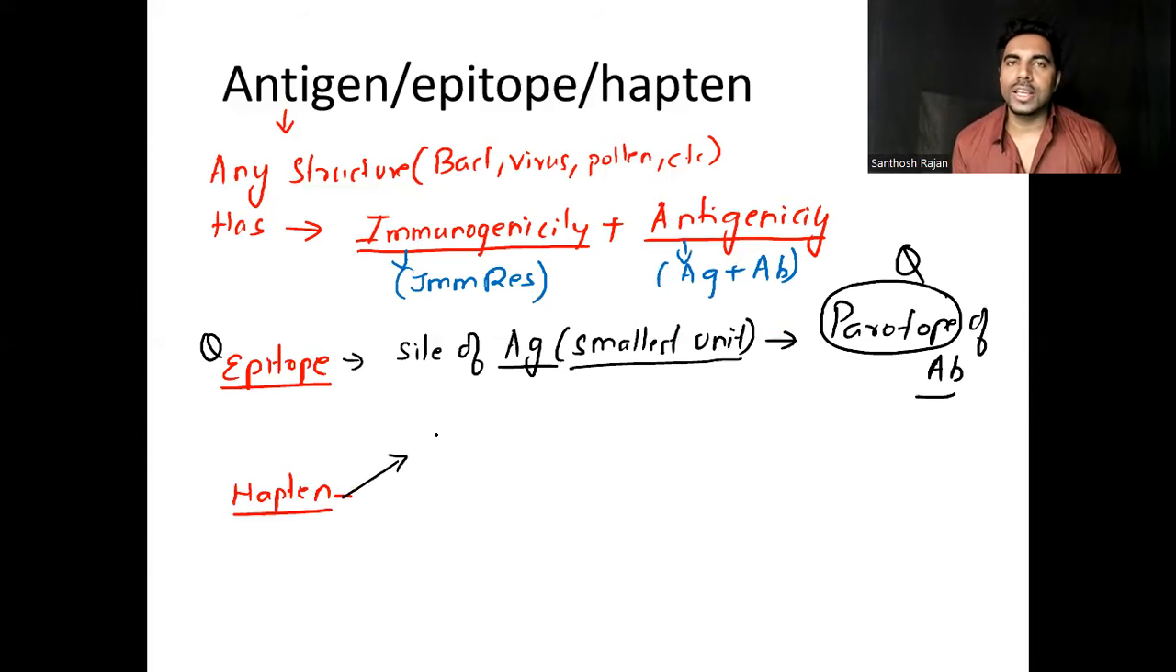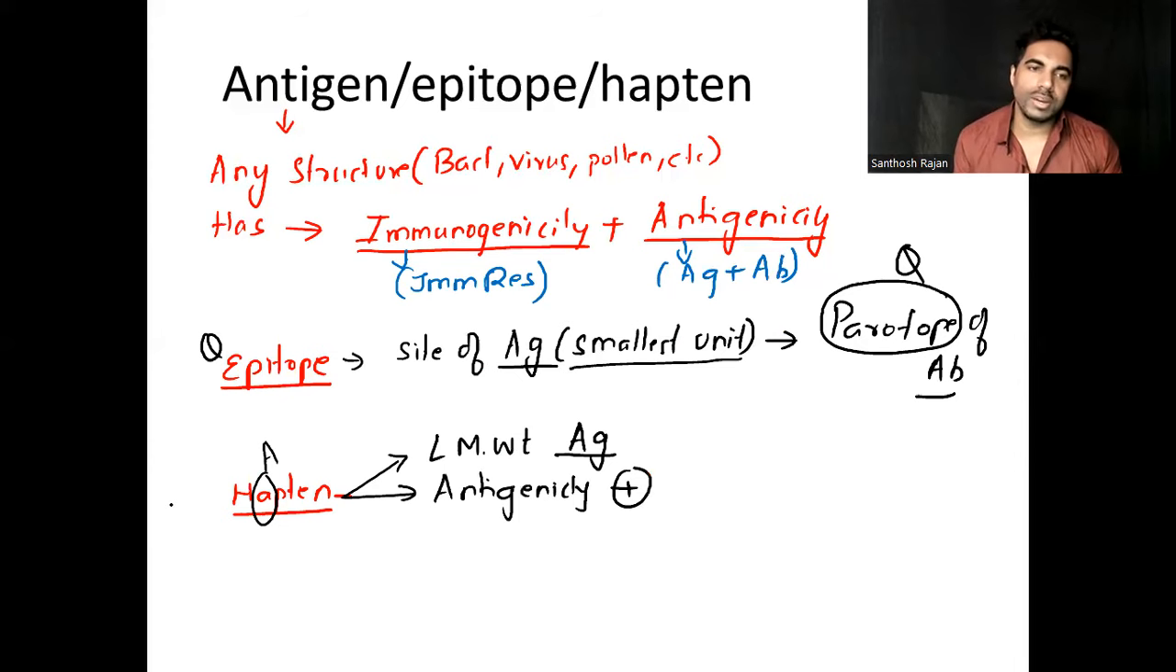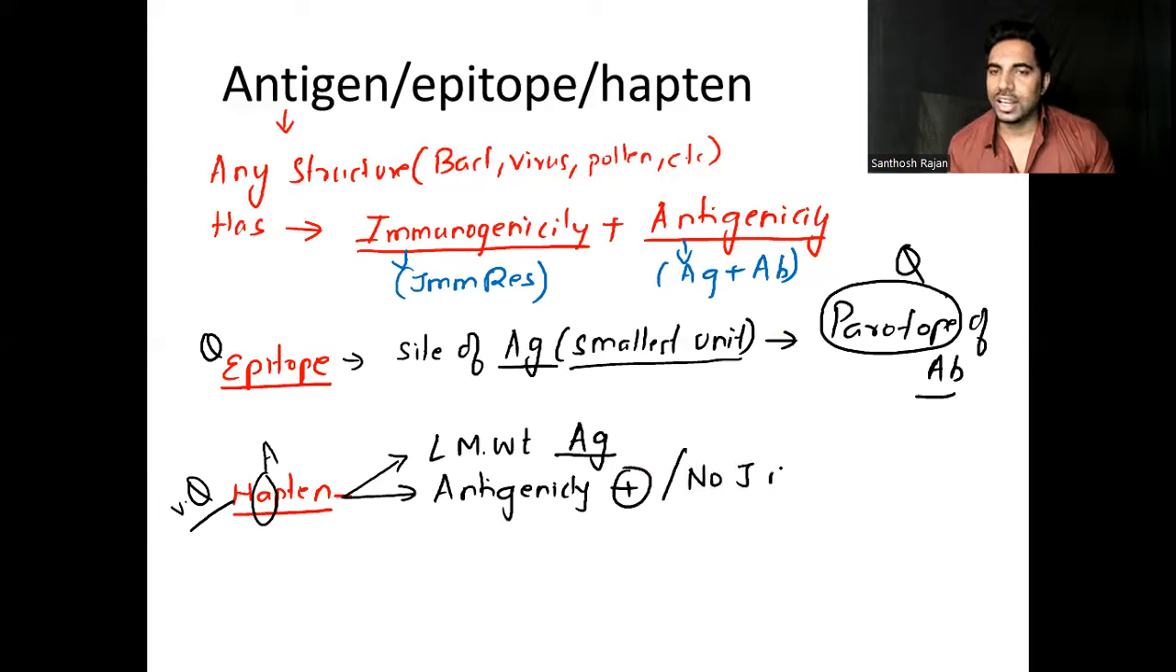Haptens are basically low molecular weight antigens. The shortcut here is how to remember hapten: H for half, they have only antigenic property. They have only antigenicity. This question was asked many times. It's repeated. Hapten is asked many times, so please be careful. What don't they have? No immunogenicity. There is no I in hapten. So no immunogenicity, only antigenicity. This was a question asked.